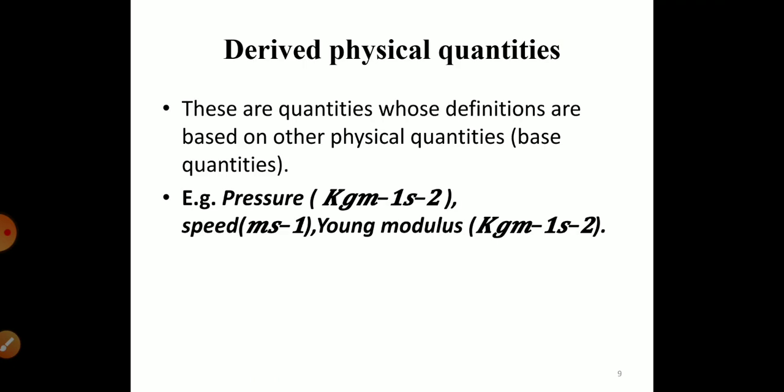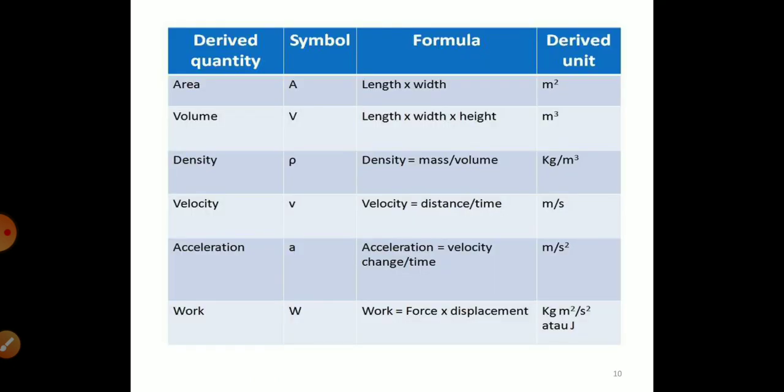Next are the derived physical quantities. These are quantities whose definitions are based on other physical quantities, for example pressure in kg per meter per second squared, speed in m/s, Young's modulus. Here we have derived quantity, symbol, formula and derived unit. Area is length into width, both measured in meter, so the derived unit is meter square. Volume is length into width into height, so the derived unit is meter cube.